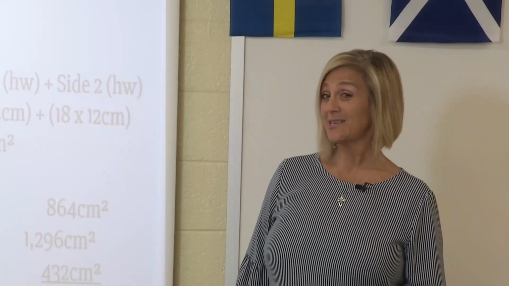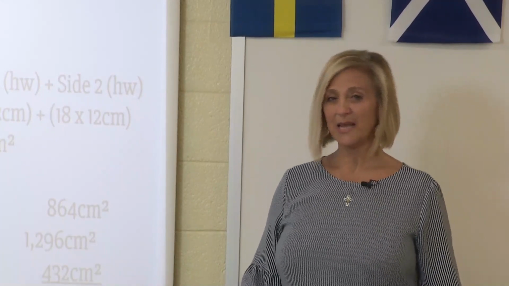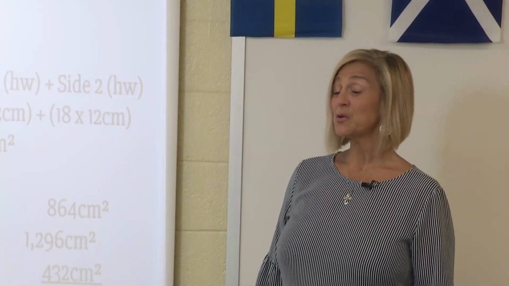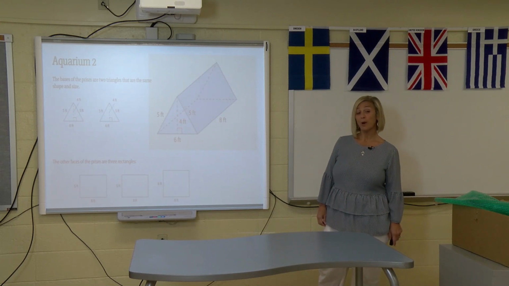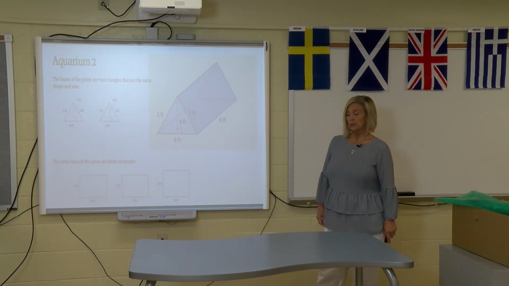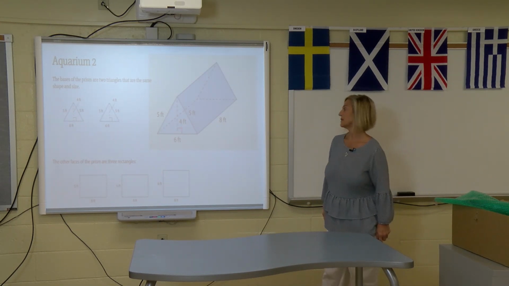Now this was a pretty easy one because it's basically rectangles. Now we're going to move to a little bit harder one. So I hope you're up for this one. Aquarium 2 has a triangle in it. Ooh, I think we can do this.